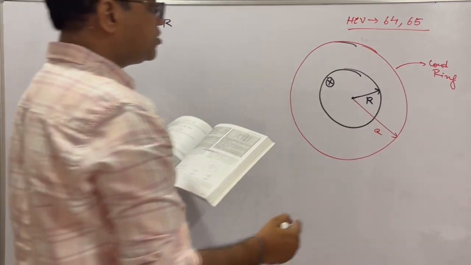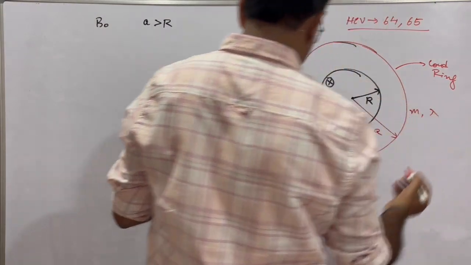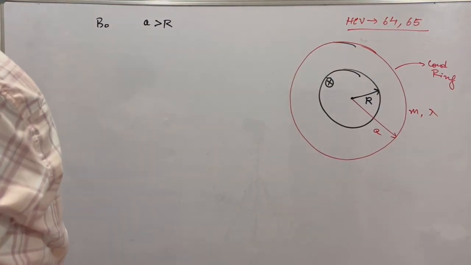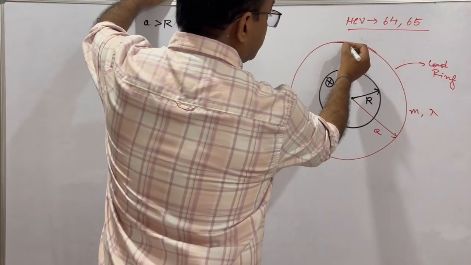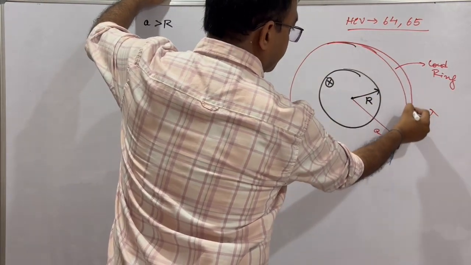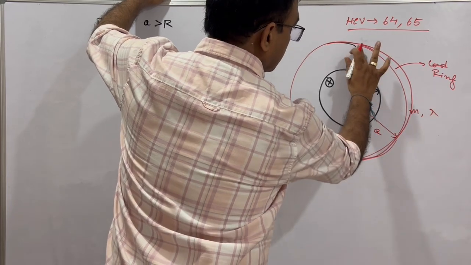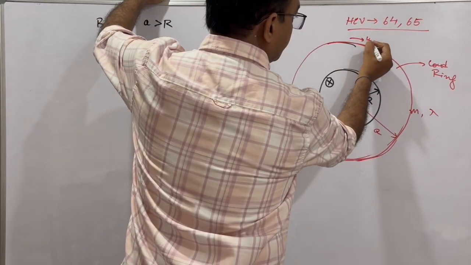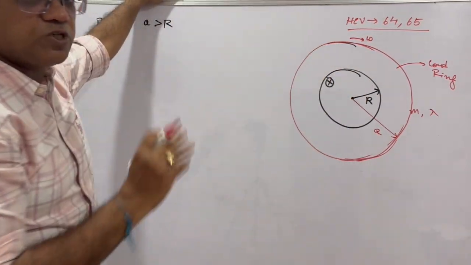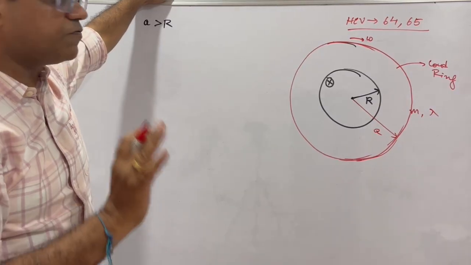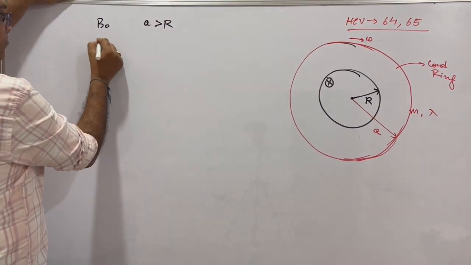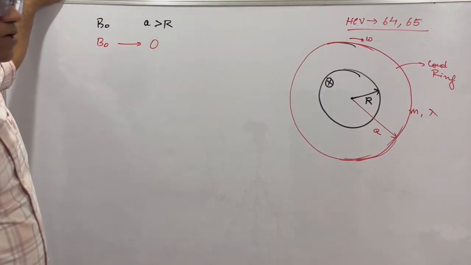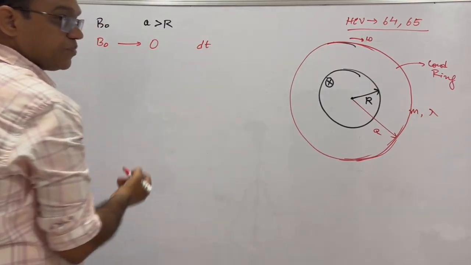The ring has mass m, linear charge density lambda. Find the angular velocity gained by the ring if the field is switched off. This ring is going to gain some angular velocity. Find the angular velocity of this ring if the magnetic field is switched off. So actually the magnetic field is going from B naught to 0, which means it is varying with time, switched off in the same time dt.